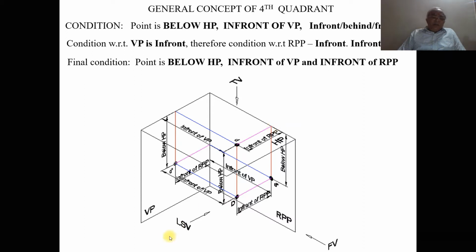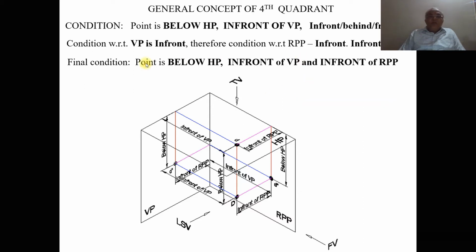Now when you look from the left side view, we can see the distance below HP and also in front of VP, both. The below HP distance is seen in the profile plane, and in front of VP is also seen in the profile plane. In other words, I can see the distances of both the front view and the top view. So both d dash and d double dash lie on the same plane. This is how we can analyze the projection of a point in the fourth quadrant.